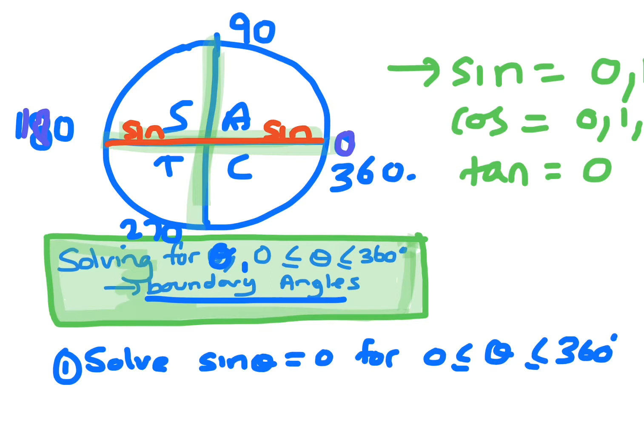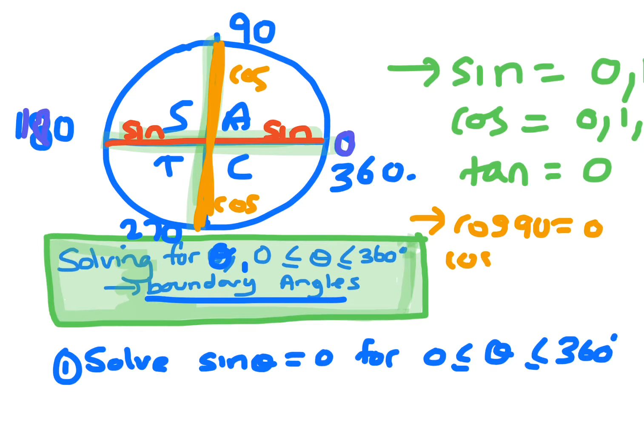Okay, so when we're looking at cos instead of sine, then this one down here, the orange one, I call that the cos line. That's the cos line. So along the cos line, that's where cos is 0. Okay? So cos of 90 is 0. Cos of 270 is 0.